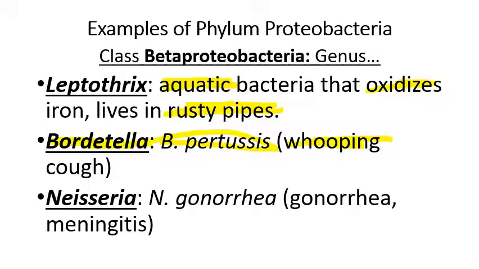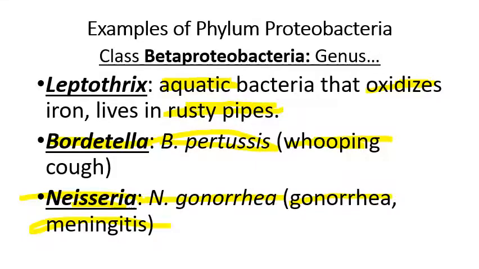Okay, and then of course we have the genus Neisseria. Neisseria is also a member of the beta proteobacteria. Our old friend Neisseria gonorrhea is a sexually transmitted disease that causes a sexually transmitted disease called gonorrhea, but it can also cause meningitis depending on where the bacteria goes. If the bacteria is spread through sexual contact, it depends on where the different body parts are.